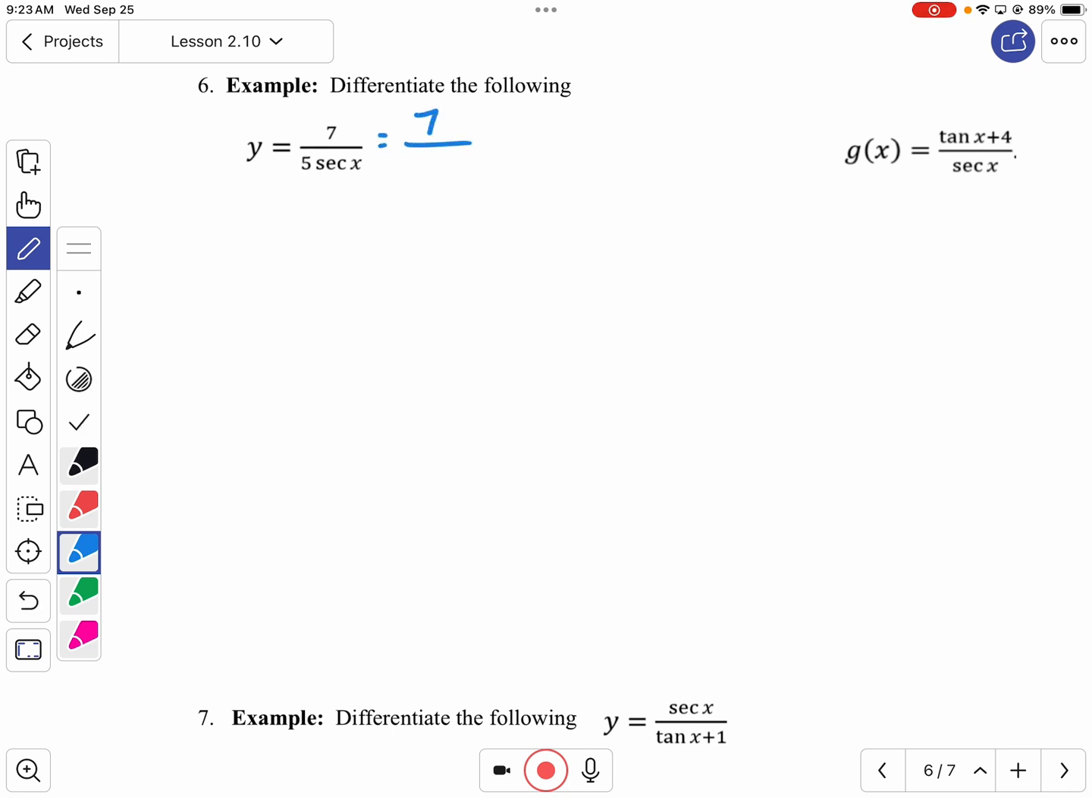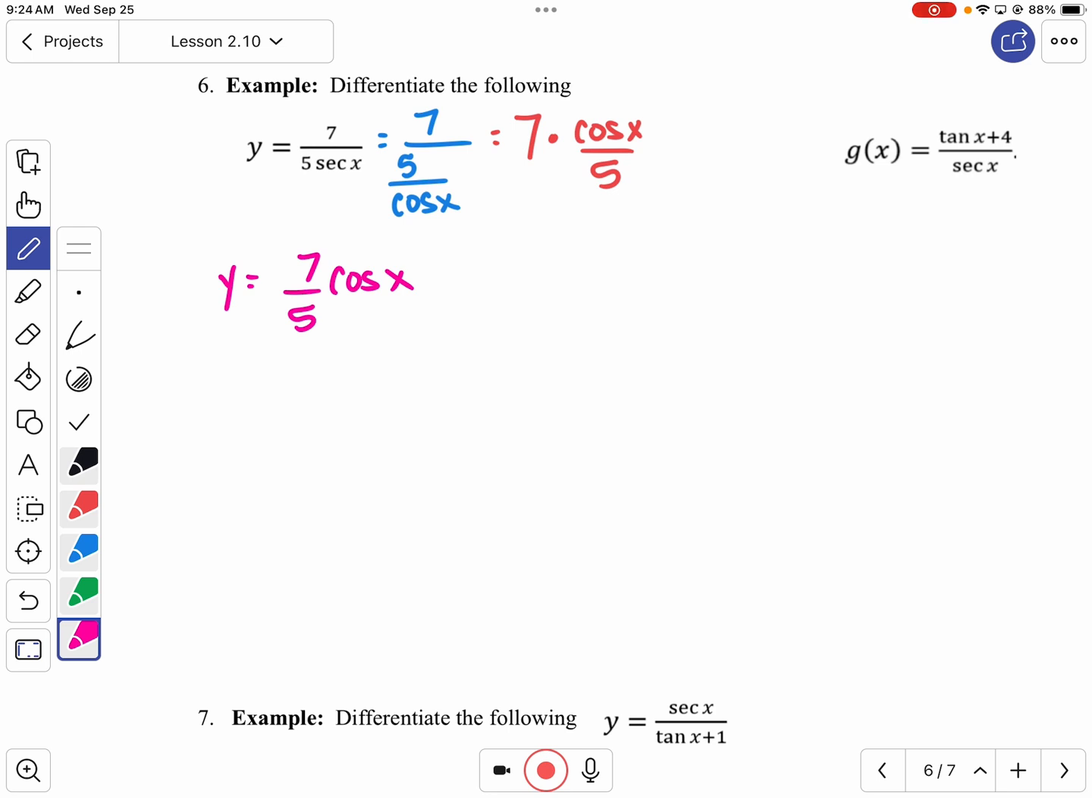How do we define secant? Yep. So this is the same thing as 7 divided by 5 over cosine. Do you agree that I could rewrite that as 7 times cosine divided by 5? Yep. So this function is really 7/5 cosine of x, which is a much simpler derivative to take than using that quotient rule with a secant.